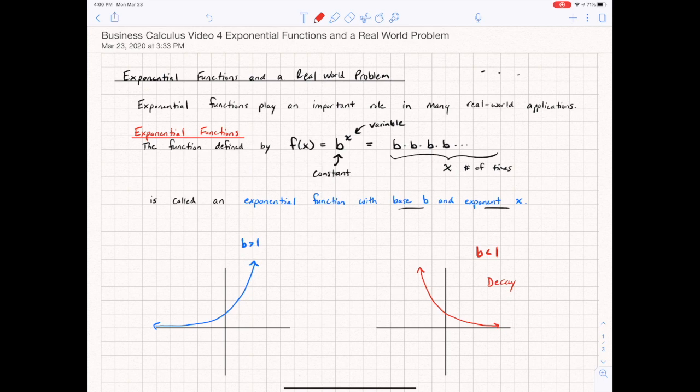When we do this, notice that, as we talked about, the base has to be greater than 0, and the base can't be 1, for it to follow suit. Again, if b is greater than 1, this helps model growth. If b is less than 1, that's decay.